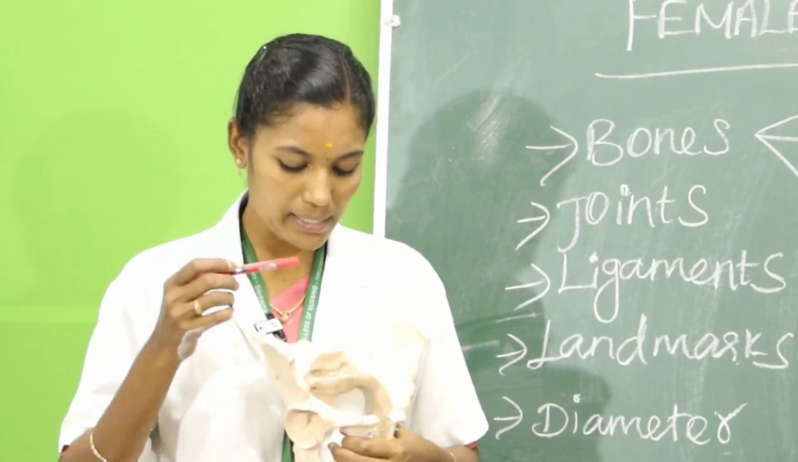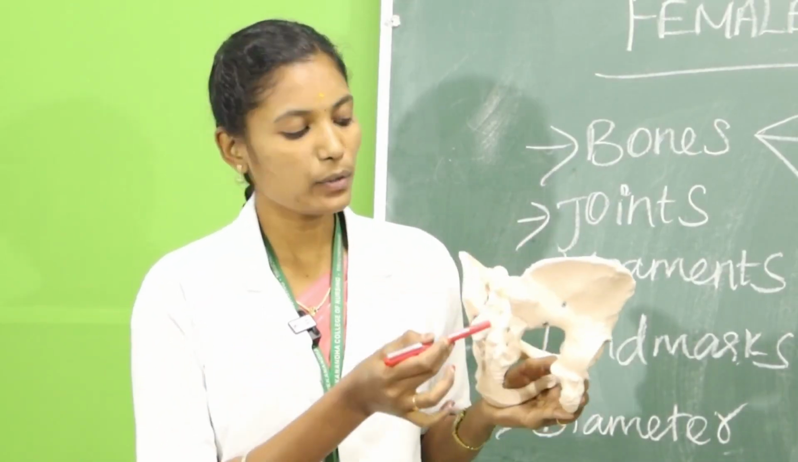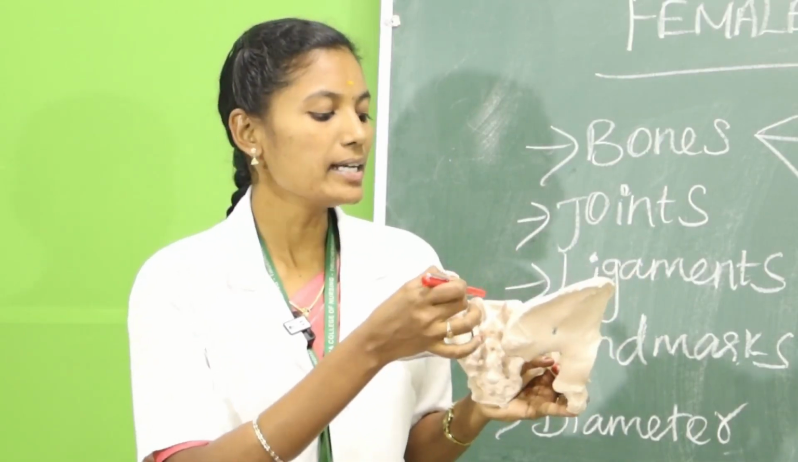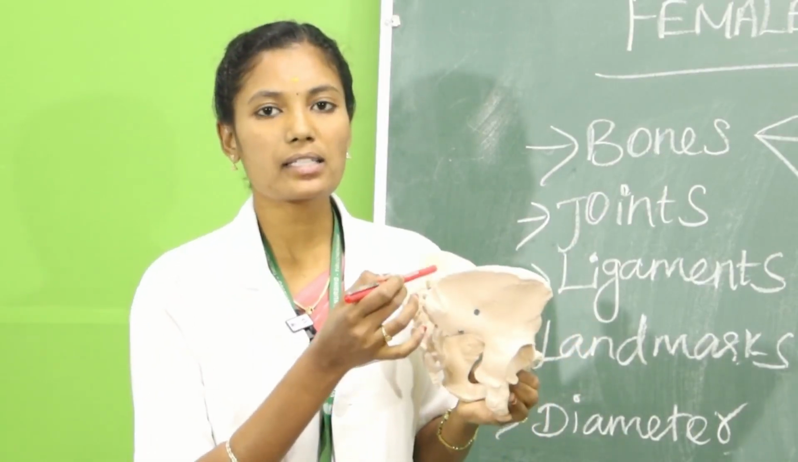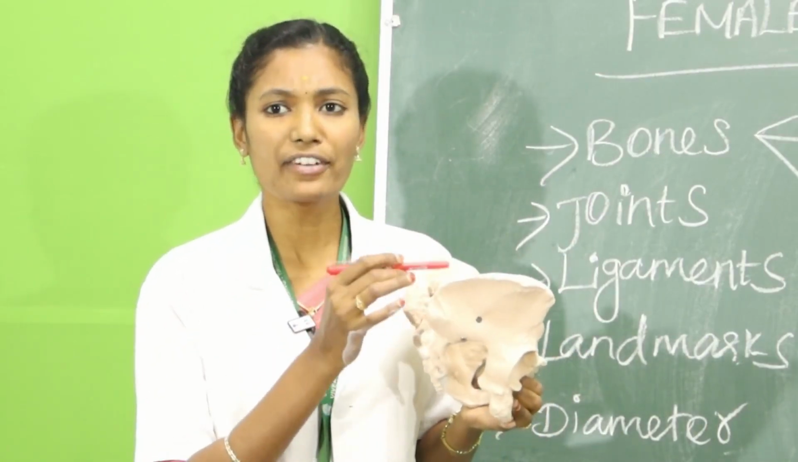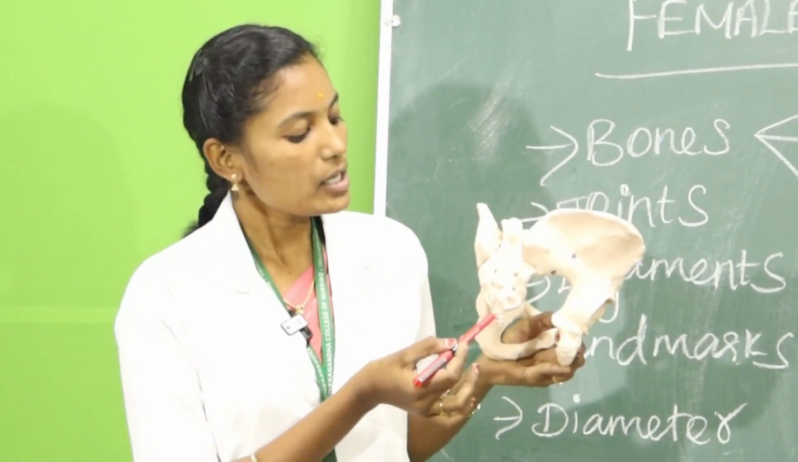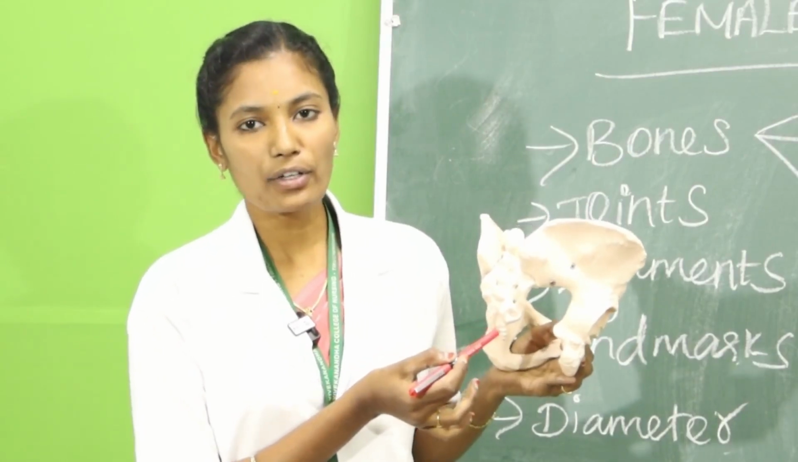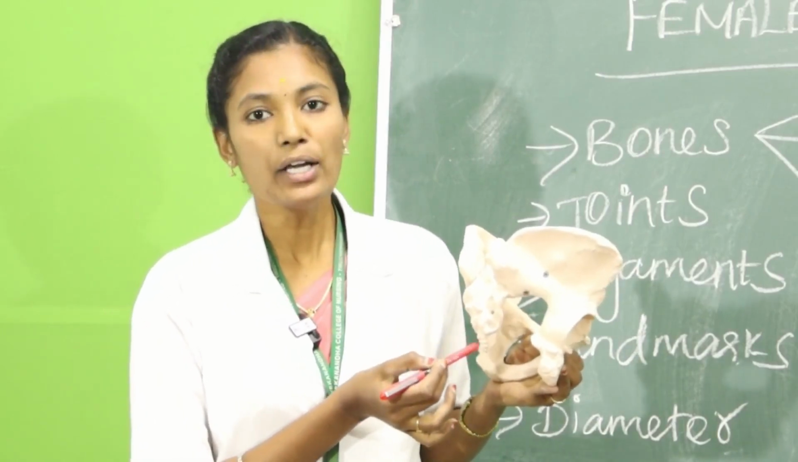Next is the sacrum. The sacrum is a wedge-shaped bone made of five fused vertebrae. The upper part of the sacrum is called the sacral promontory, which articulates with the fifth lumbar vertebra. Next is the coccyx, a vestigial tail made of four fused vertebrae. During childbirth it is movable.